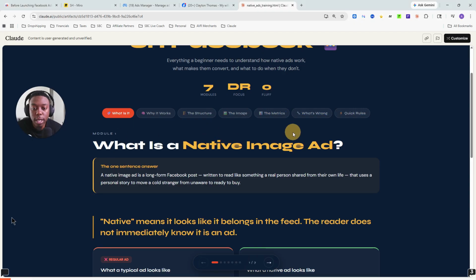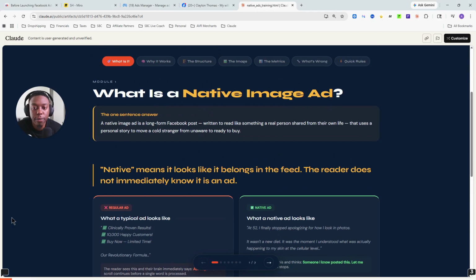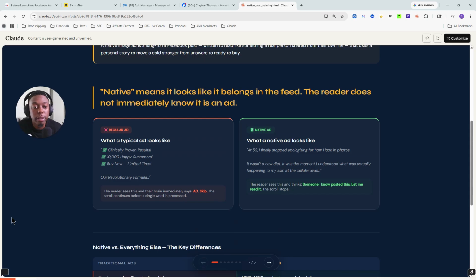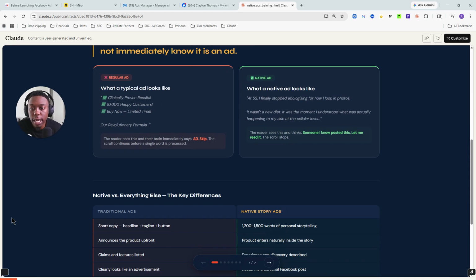make it work, right? So what is native image ads? A native image ad is a long-form Facebook post written to read like something a real person shared from their own life that uses a personal story to move a cold stranger from unaware to ready to buy. Native means it looks like it belongs on the feed. The reader does not immediately know it's an ad. So regular ads, you're going to see stuff like clinically proven results, 10,000 happy customers, buy now, limited time.